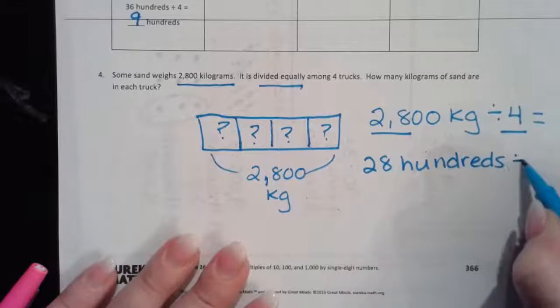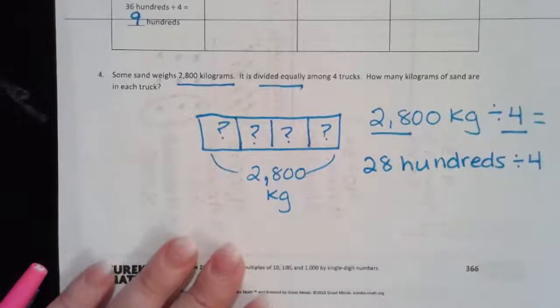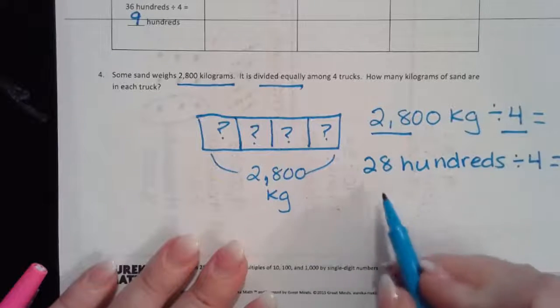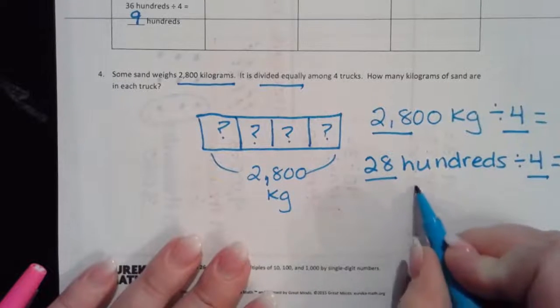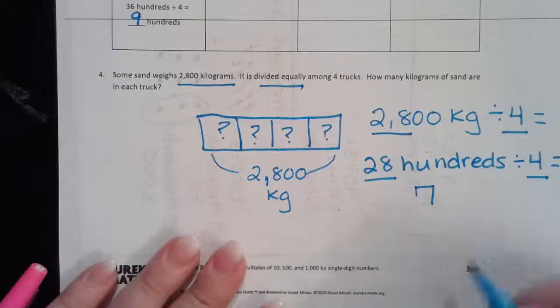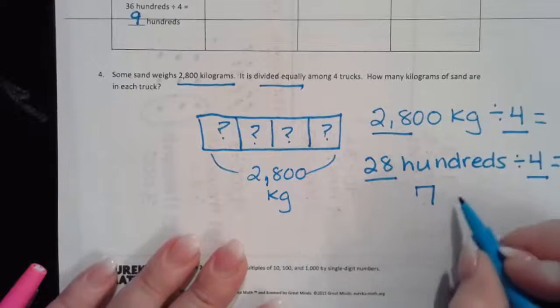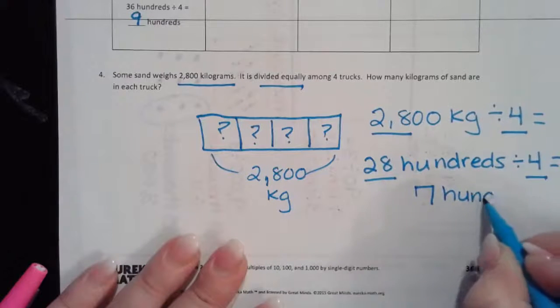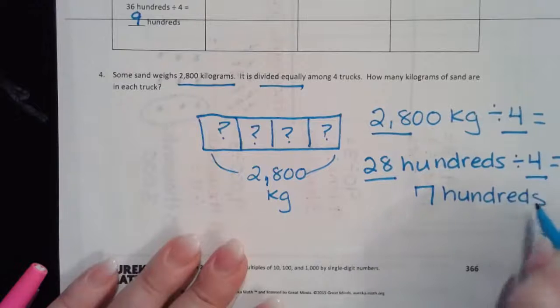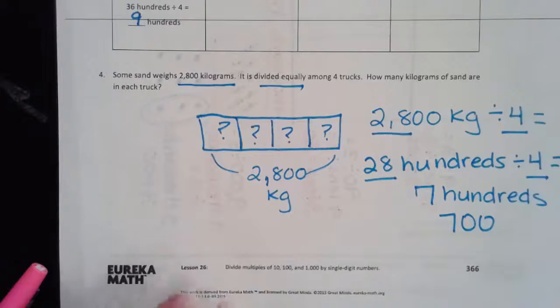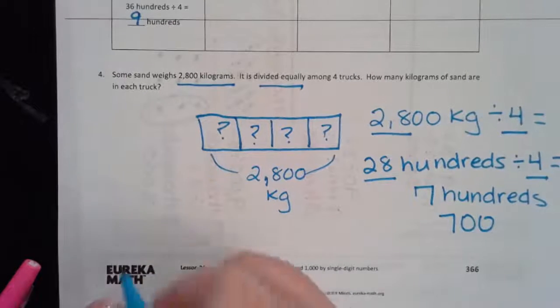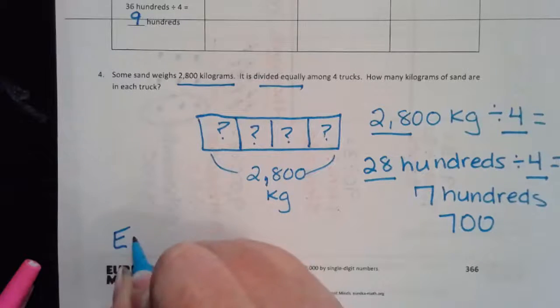Okay, and I am dividing by 4. So 28 divided by 4 is 7. But it's not just 7, it is 7 hundredths. And those 7 hundredths, that is equal to 700. So I'm going to rewrite my answer in a statement.